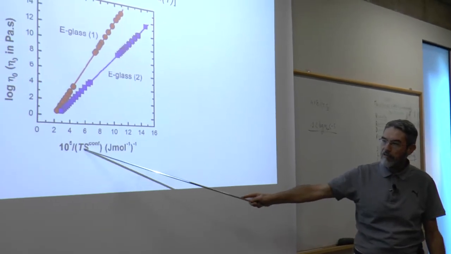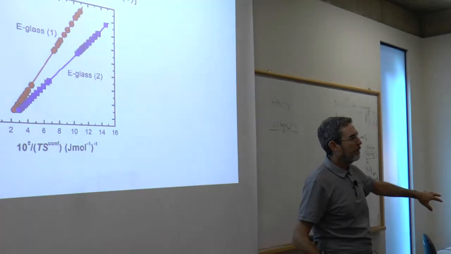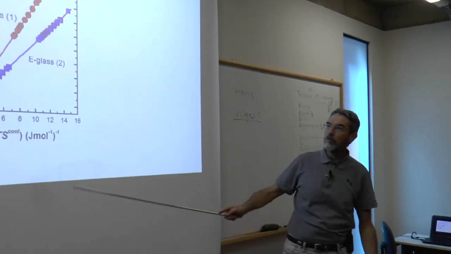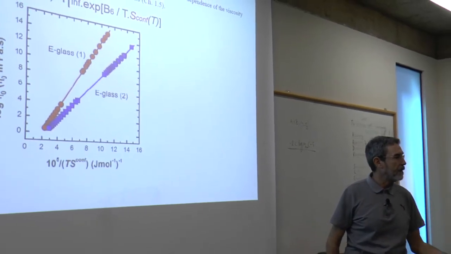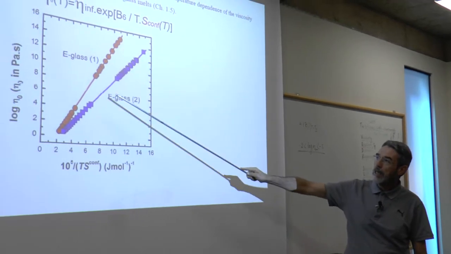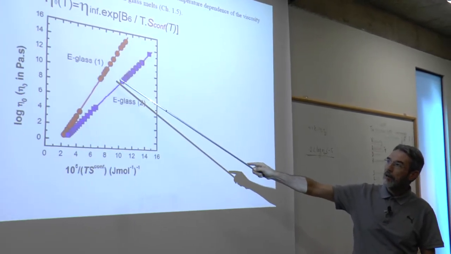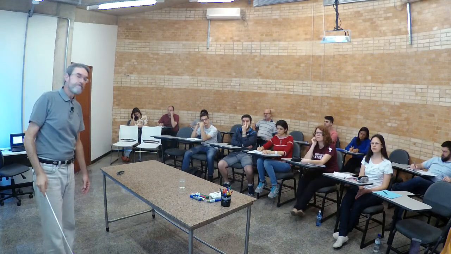Because S configuration has been measured independently by calorimetry. So we have only two parameters to fit, A6 and B6. So this is a test of this expression here. Okay?